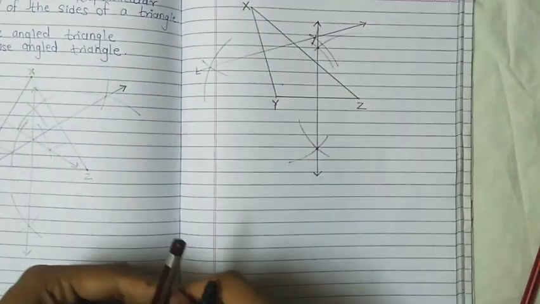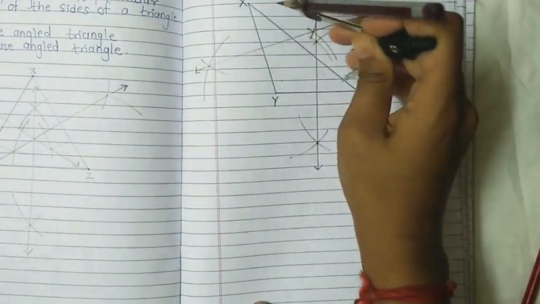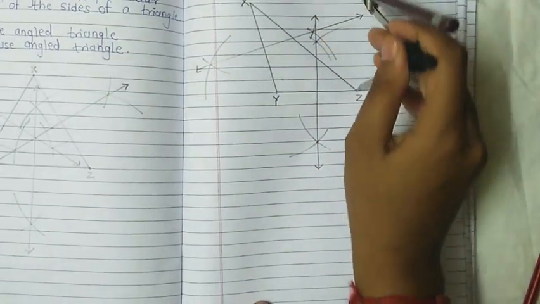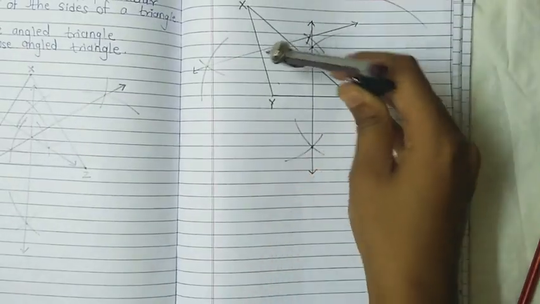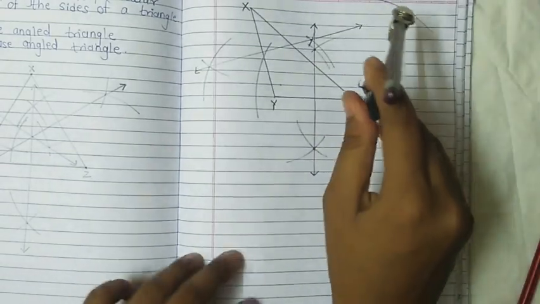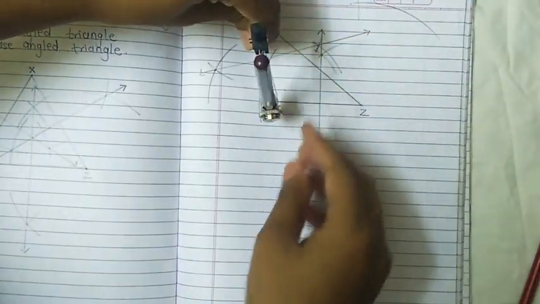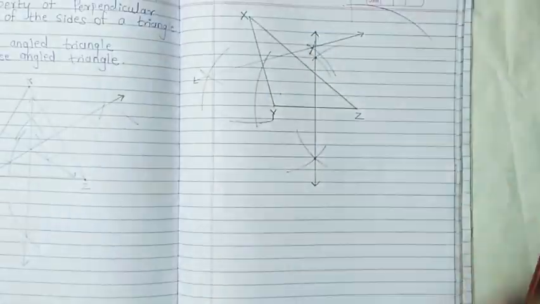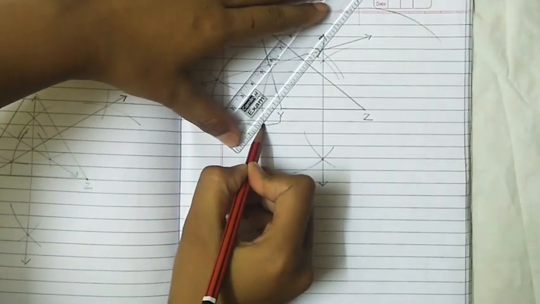And last, we are going to bisect this side XZ. First take more than half distance. Now keep your compass point on vertex Z and draw two arcs. Now put it on vertex X. Draw another arcs. Now after that, we'll join this.